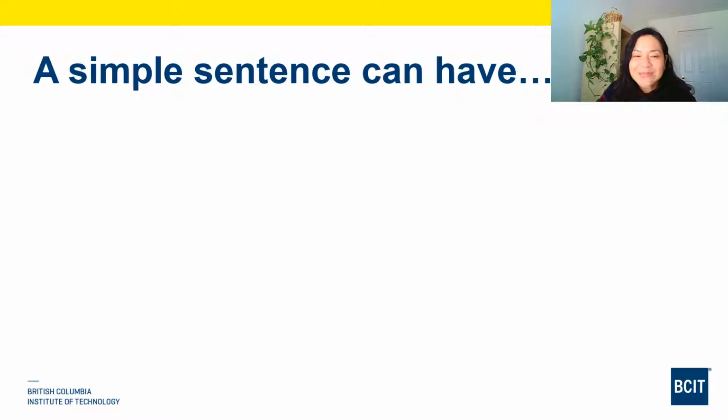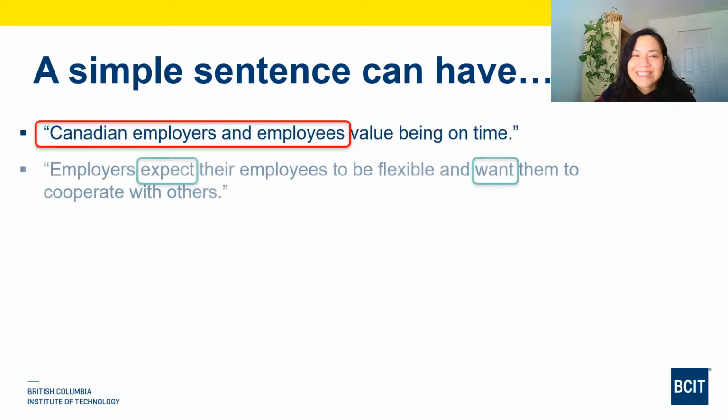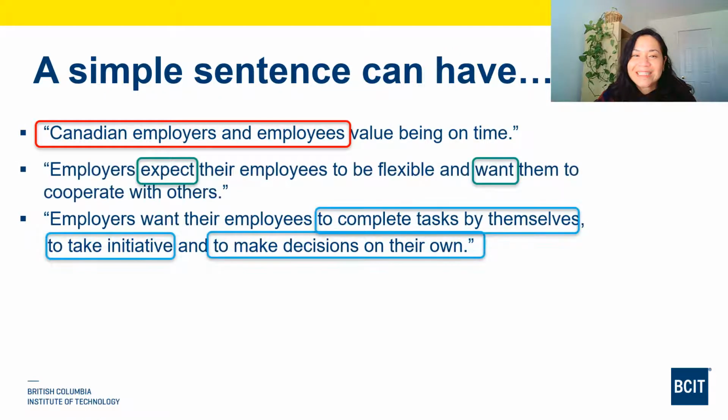Now that we know what a simple sentence is, you might think, that's it. That's all there is to know. But there are a couple more things to think about. Look at these sentences. They are all simple sentences. What does this tell us about simple sentences?